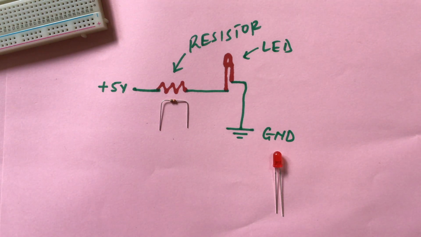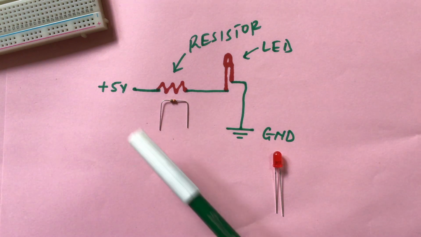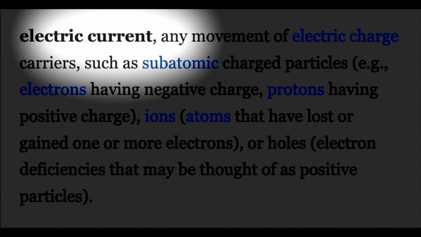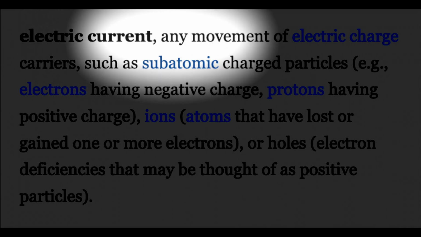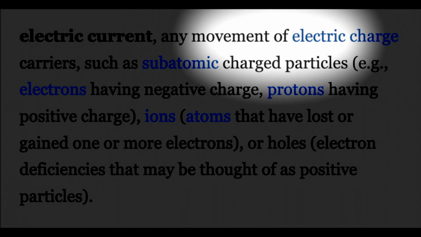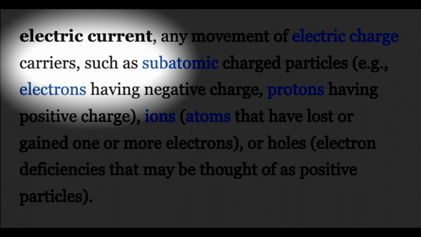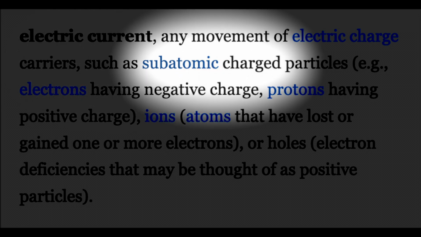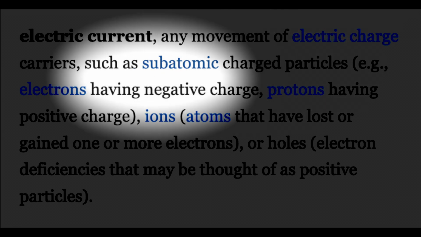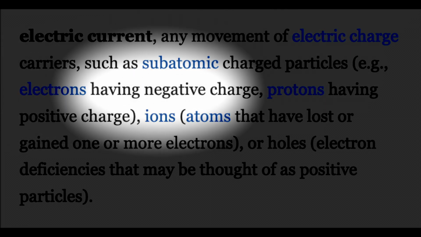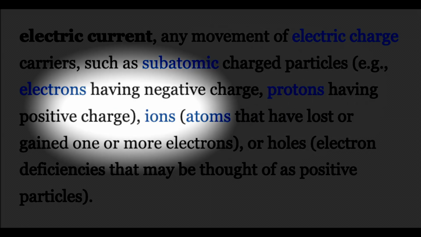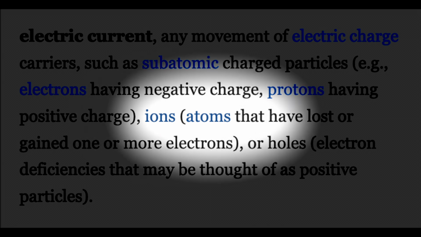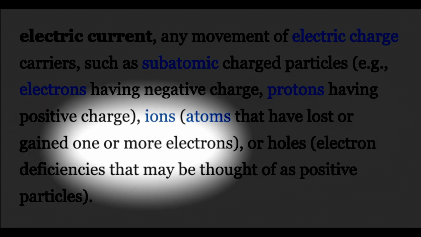So what a resistor does in a circuit, and we talked about circuits, is resist the flow of current. The question is, what is an electric current? An electric current is any movement of electric charge carriers, such as subatomic charge particles. So what are these subatomic charge particles? We have different ones, like electrons, which have a negative charge. We have protons, which have positive charge. We have ions, which are just atoms that have lost or gained one or more electrons.